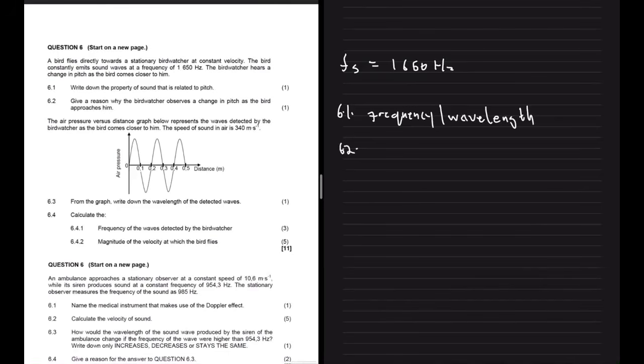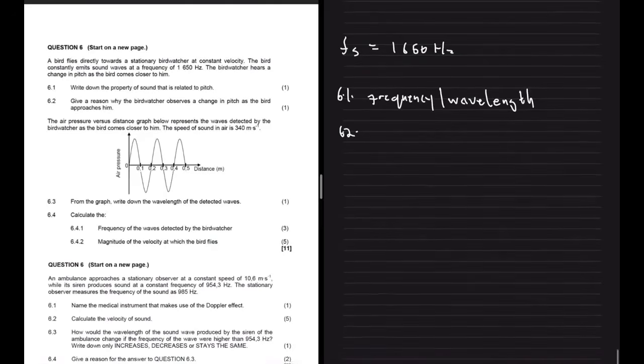6.2, give a reason why the bird watcher observes a change in pitch as the bird approaches him. This is because of the Doppler effect, right? When the bird is moving towards the bird watcher, the waves are compressed, so the wavelength goes down and the frequency goes up. So that's why there will be a change in pitch when the bird approaches the bird watcher.